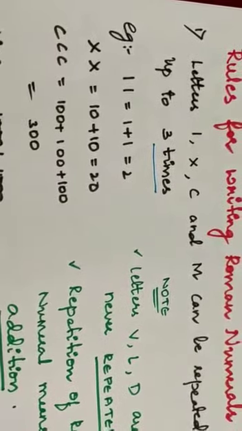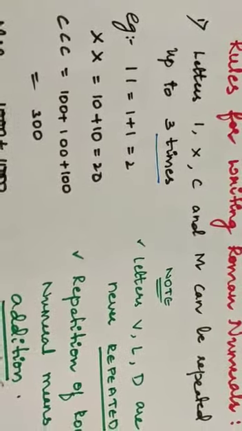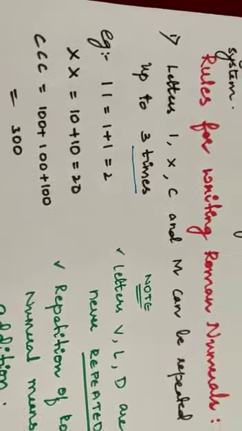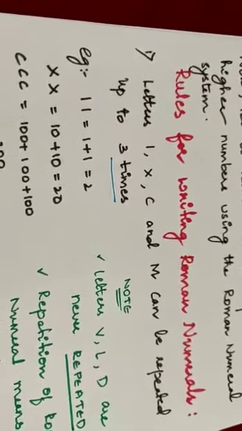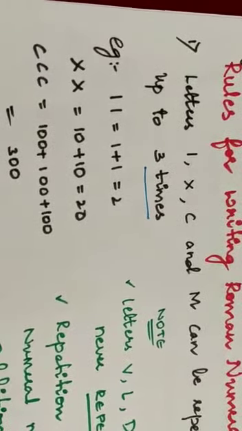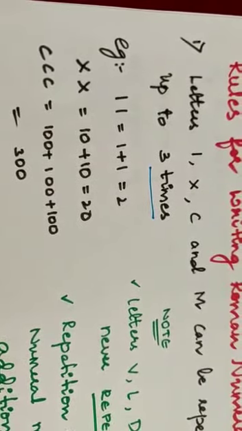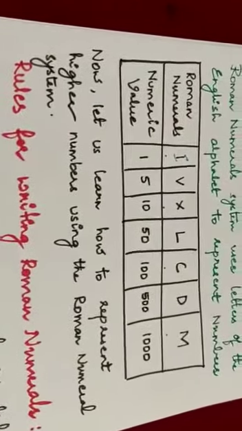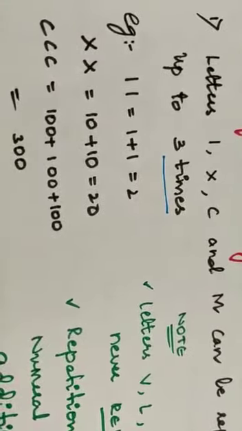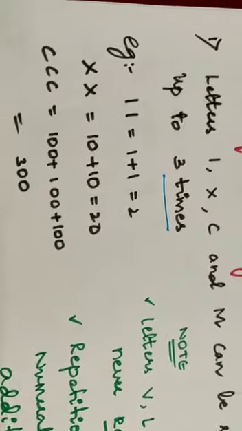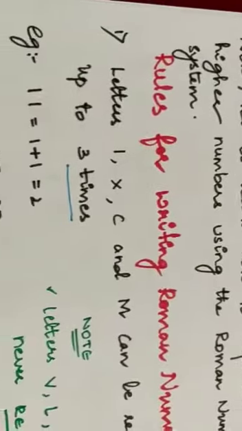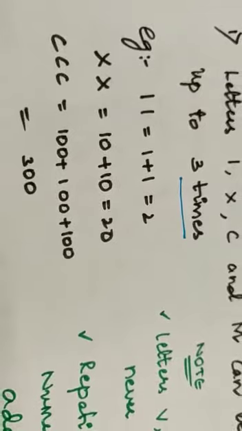Letters I, X, C and M can be repeated up to 3 times. What does it mean here? These 4 letters I, X, C, M can be repeated up to 3 times. Observe the examples given here. I I is equal to 1 plus 1. What is the value of I from the tabulation? 1. So 1 plus 1, 2. Then X X. What is the value of X from the tabulation? 10. So 10 plus 10, 20.